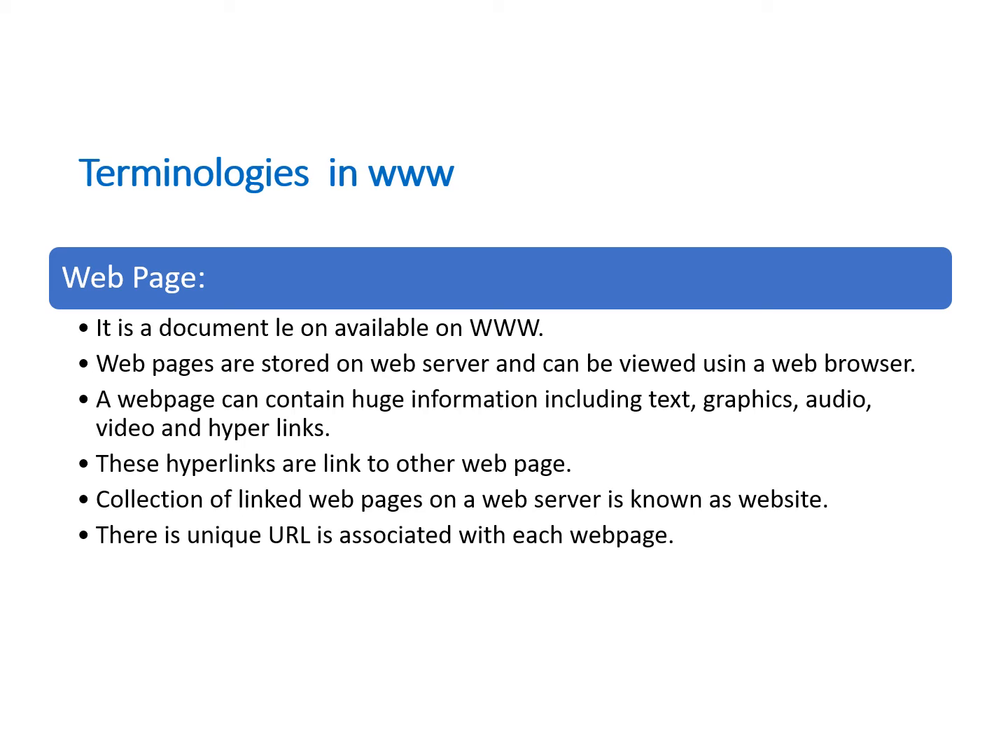So the main component inside this World Wide Web terminology is the web page. Each and every document that is available on the internet is termed as a web page. So it is a document available on the World Wide Web. Web pages are stored on a web server and can be viewed using a web browser. A web page can contain huge information including text, graphics, audio, video and hyperlinks. These hyperlinks are linked to other web pages. A collection of linked web pages on a web server is known as a website. There is a unique URL associated with each web page.